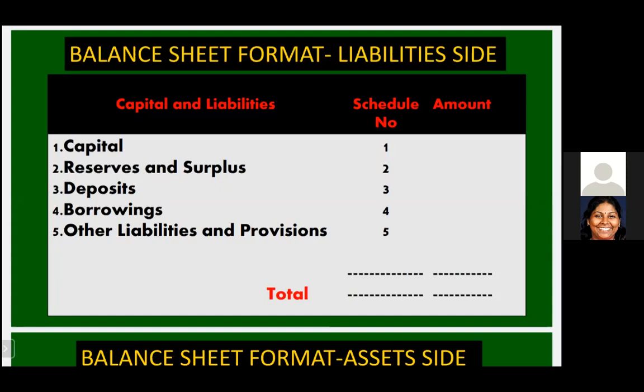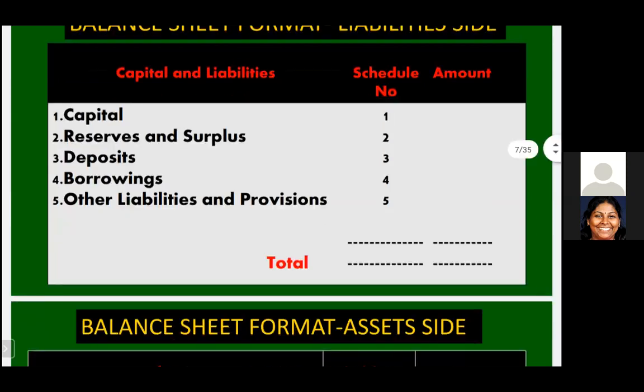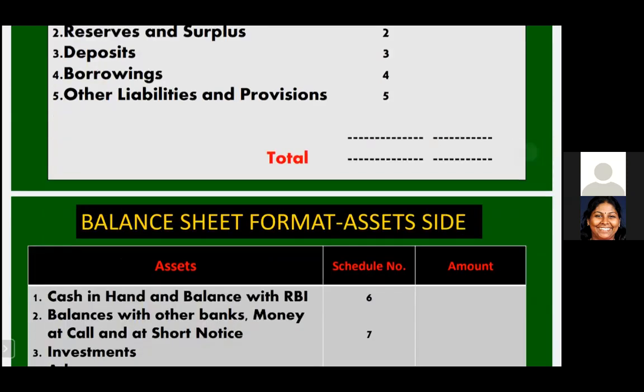In this PPT, you will learn the format for how to prepare a balance sheet. The first column under the balance sheet format is capital and liabilities. The second column is schedule number and the third column is amount. Under capital and liabilities, we have five items. First is capital, second is reserves and surplus, third is deposits, fourth is borrowings, and fifth is other liabilities and provisions. After finishing other liabilities and provisions, you get the total of the liabilities side.